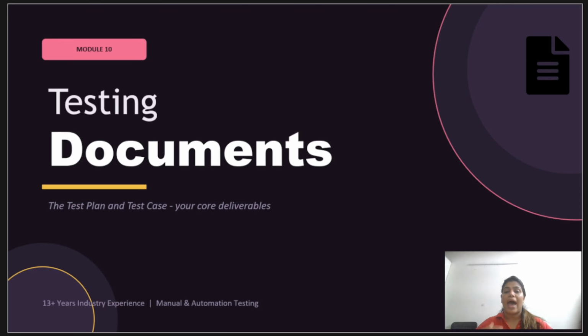Now we go into the actual structure and format that you'll use on the job and be asked about in interviews. Remember from module 3, the STLC, these were two of the four key deliverables. Today we'll see exactly what goes inside them.